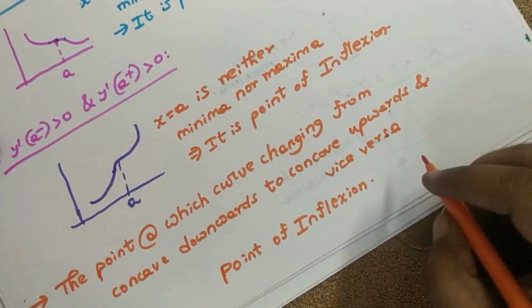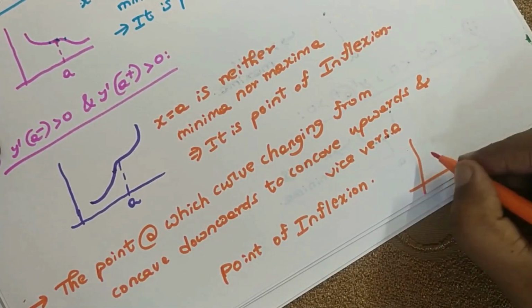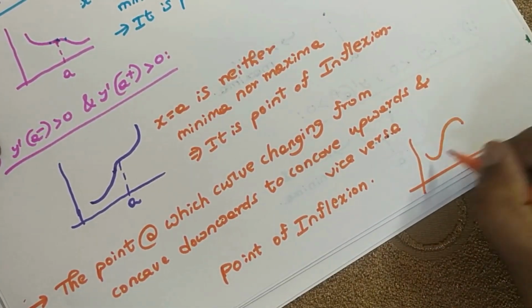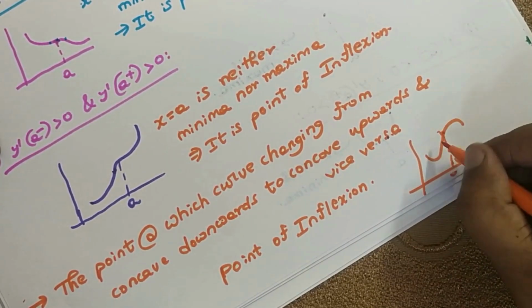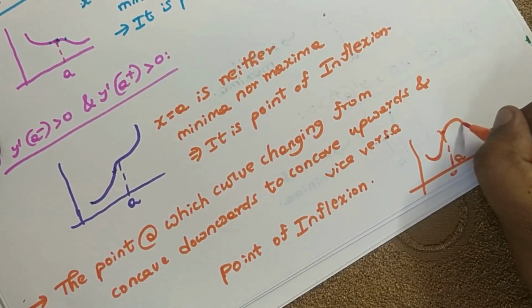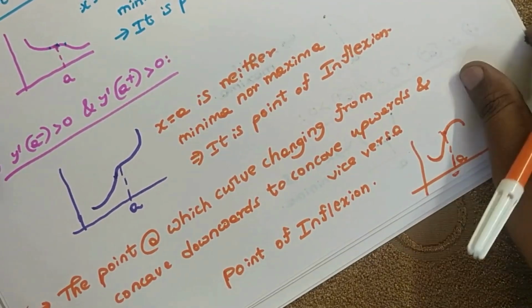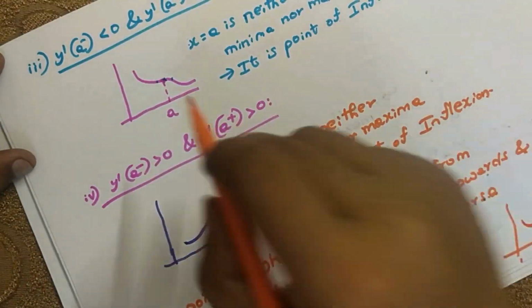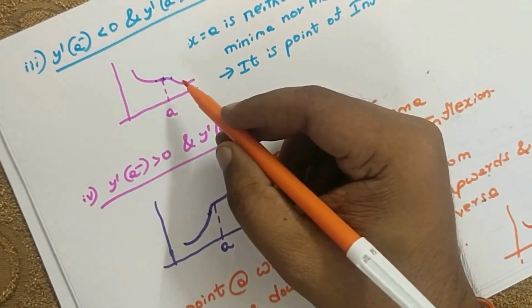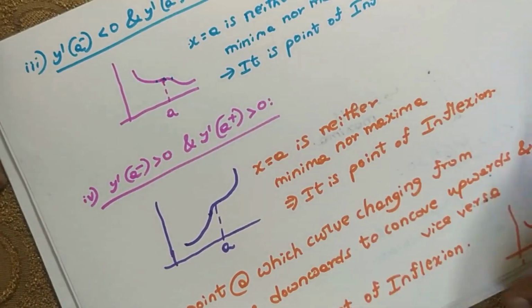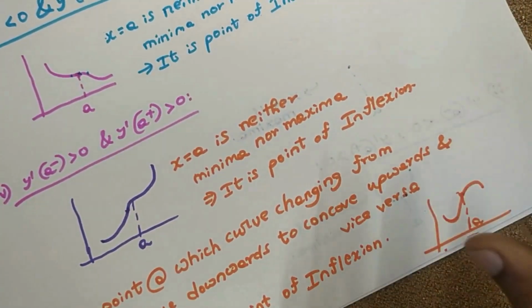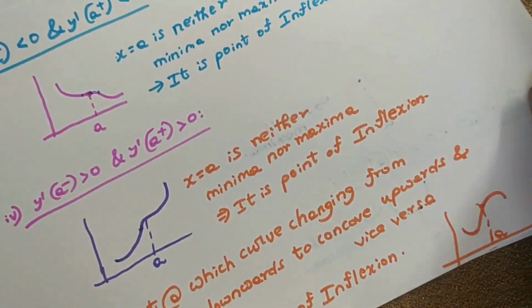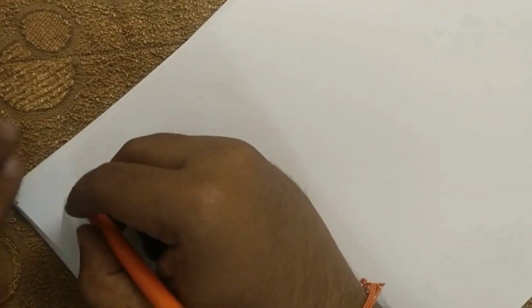Okay, taking an example, let's take this point as a. At point a the curve is changing from concave upwards to concave downwards. So a is called the point of inflection. In the two examples we took, at point a the curve is changing from concave upwards to concave downwards, and vice versa. So this point is called the point of inflection. All right, let's see the last one.